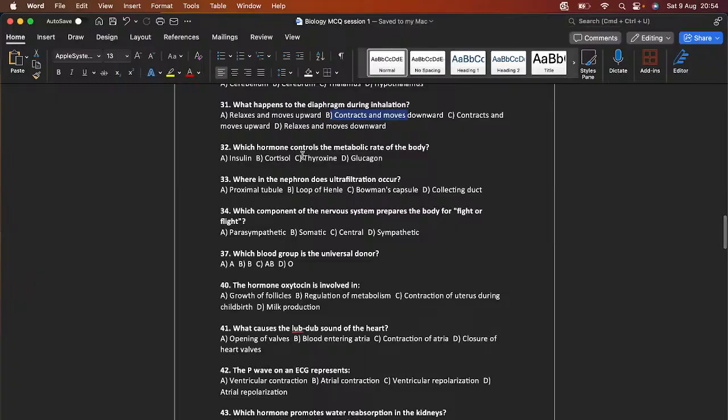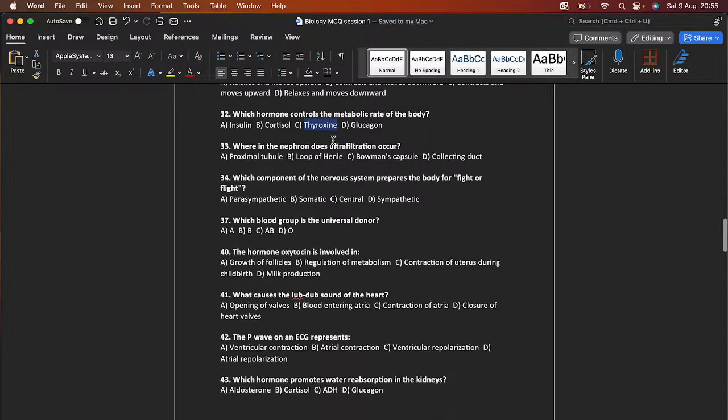Which hormone controls the metabolic rate of the body? Insulin, cortisol, thyroxine, or glucagon? So thyroxine is the right answer. Everything metabolically related will always be thyroxine. Where in the nephron does ultrafiltration occur? We have seen this question before as well. The right answer is Bowman's capsule.